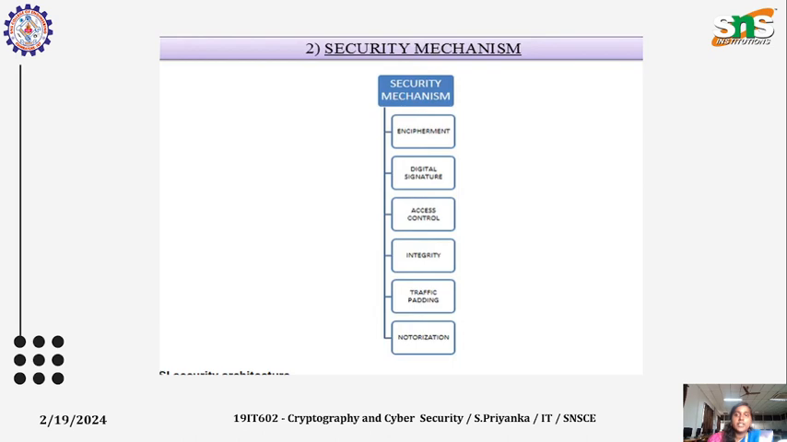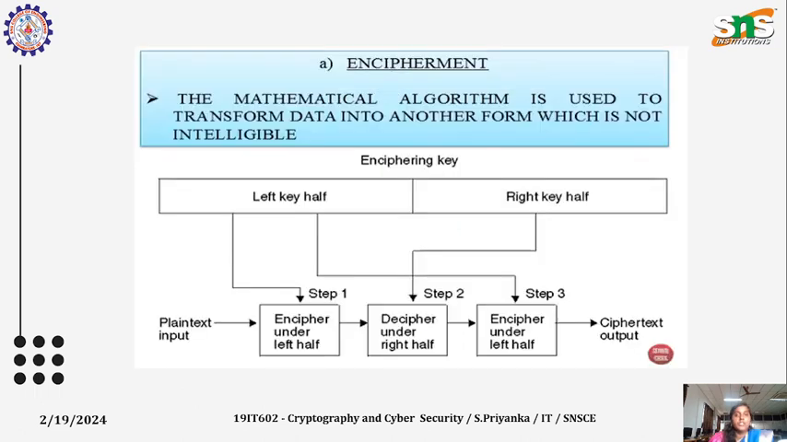Next, coming to security mechanisms. We are going to see in detail that it mainly consists of encipherment, digital signature, access control, integrity, traffic padding, and notarization. Now, let us see encipherment. Encipherment means a mathematical algorithm that is used to transform data into another form which is not intelligible. Here the encipherment algorithm will be used.